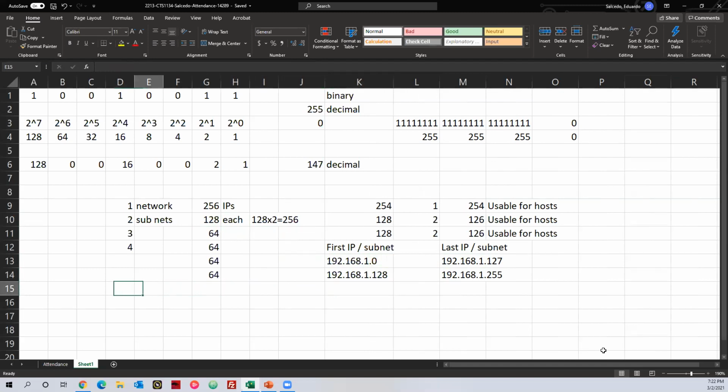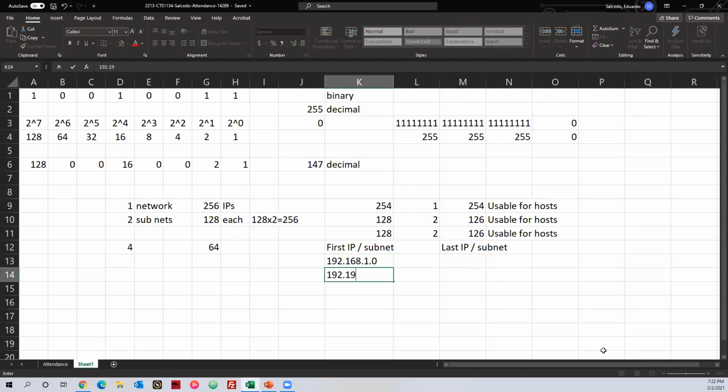Let's go to the next. Let's say I'm dividing, forget 3, I'm dividing it into 4. Each one of these will have 64 IP addresses. Which one is the first subnet gateway address? The very first one as normal, right? Which one would be the next subnet? 63. Oh, I'm sorry, 64. Yes.